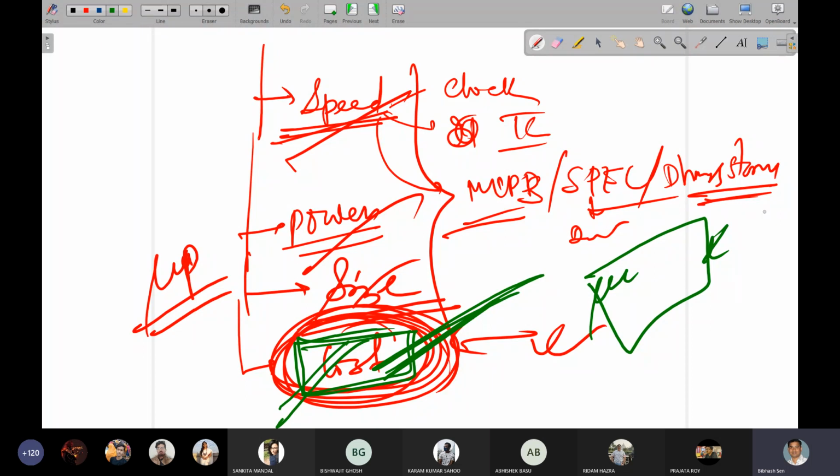Clear? If you check the flexibility part, then general purpose is always more powerful and more flexible. If you say only an application specific task, then the microcontroller will be more powerful in terms of cost and performance. Are you getting my point? Yes, sir. Now I think this point is clear to all of you.